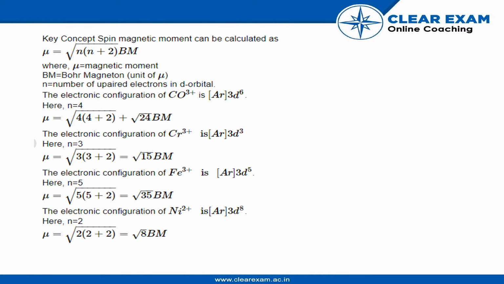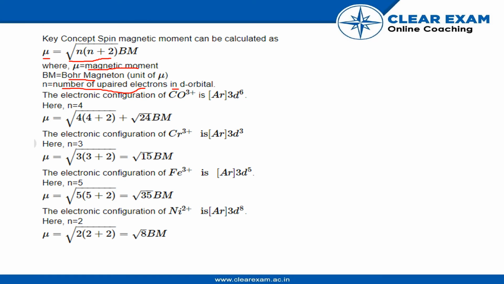The key concept involved in this is that the spin magnetic moment is nothing but mu equals under root n into n plus 2, where mu is the magnetic moment. The unit of mu is Bohr magneton or BM, and n is the number of unpaired electrons in the d orbital.